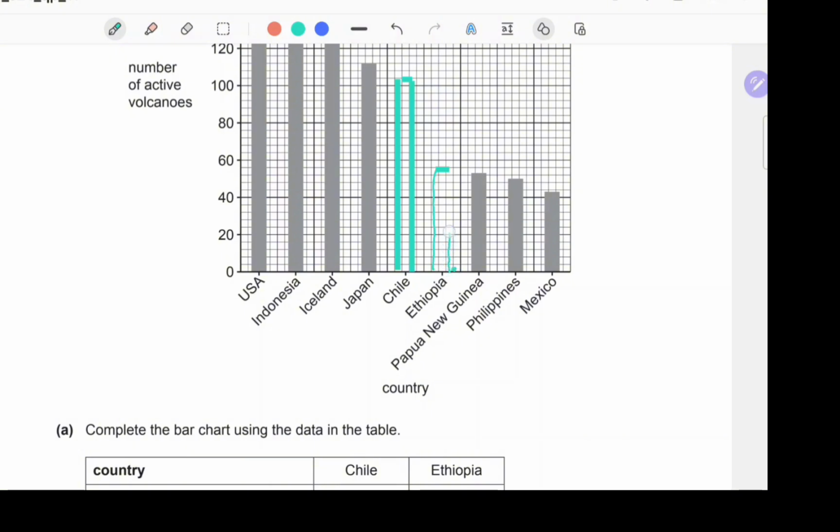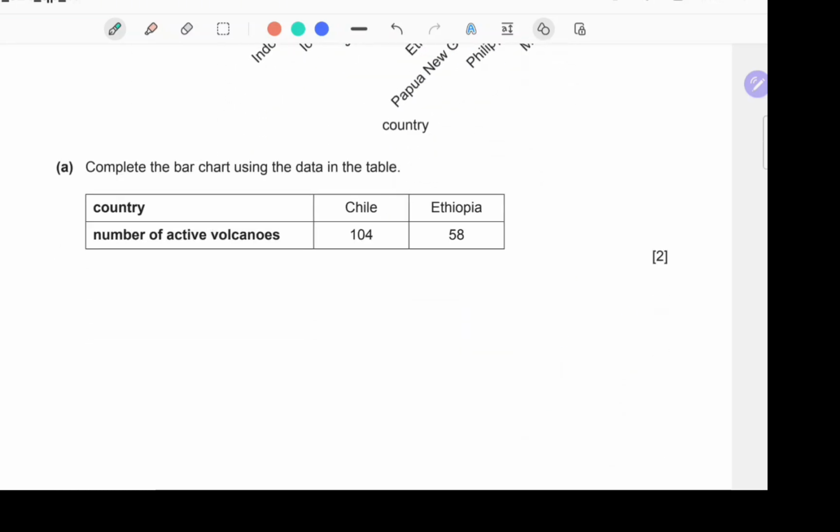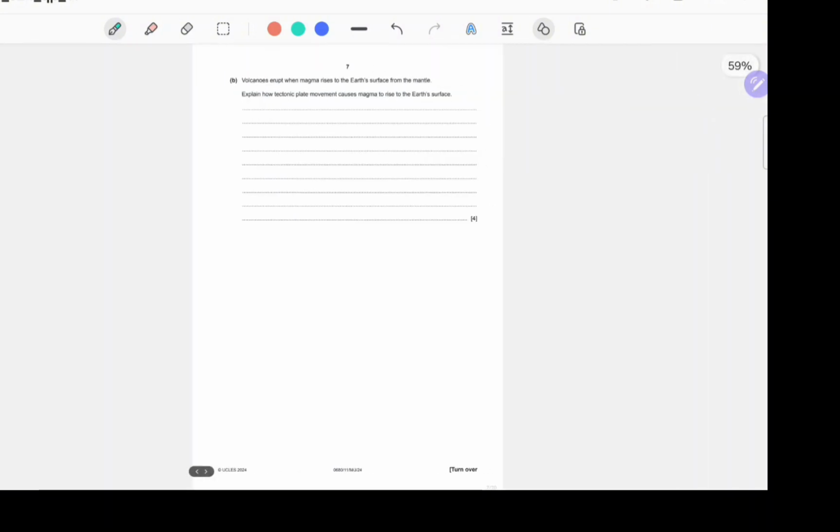Sorry, here. If you want you can shade it inside. They have shown it in the filled one. Okay, next question.